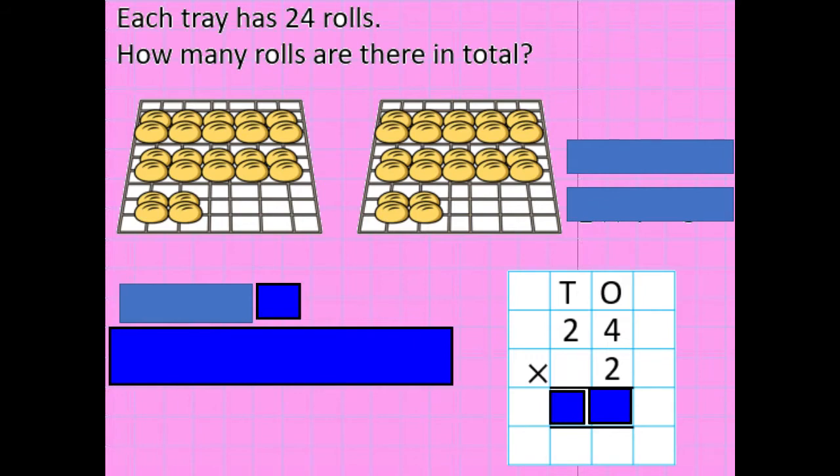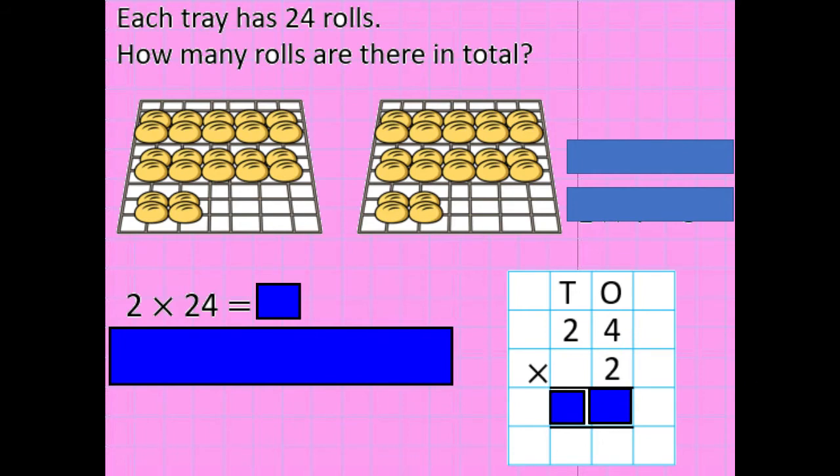Okay. So we have some rolls here. We've got 24 rolls on one tray, and we have 2 trays. So our number sentence is 2 times 24. We're going to set it out into our column multiplication. So I've got my ones first, okay, and then my tens. So I've got the 24 partitioned and the times 2 underneath.